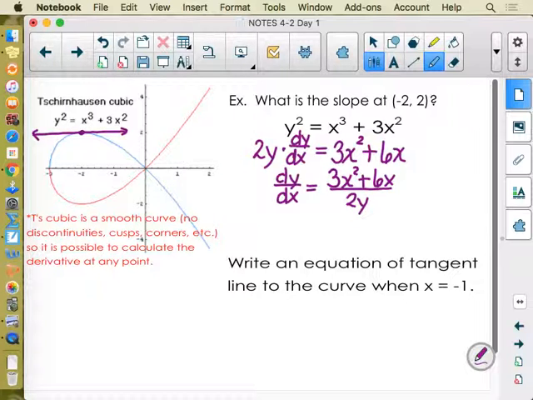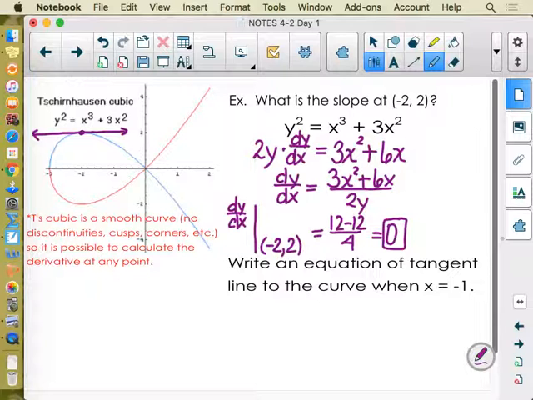With respect to x, it's all set up, but I'm going to need to know my locations in terms of xy. So they would like to know my slope at xy, so I'm going to be evaluating the derivative at the ordered pair -2, 2. Plugging that into the equation and doing the math, you end up getting 12 minus 12 over 4, which is 0. So the slope of the tangent at that point would be 0.